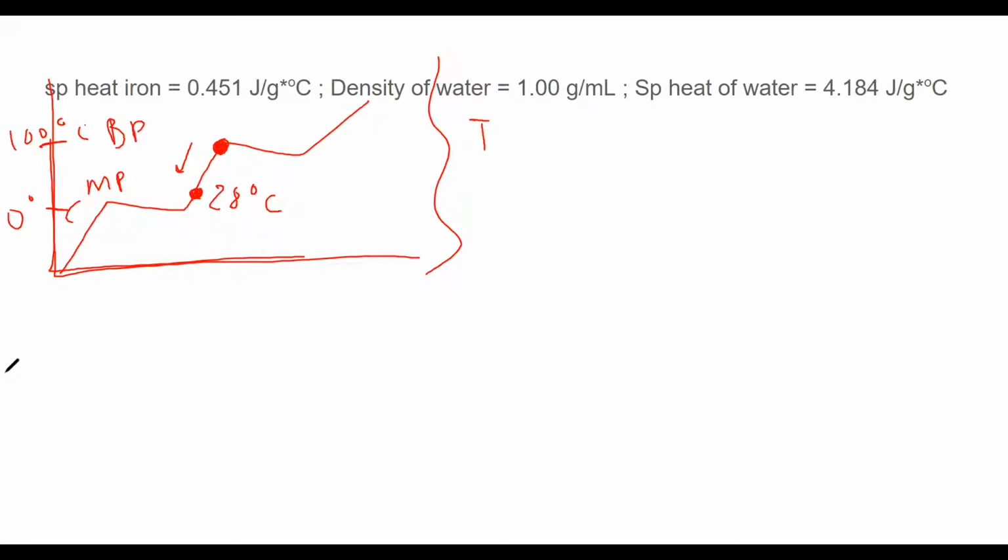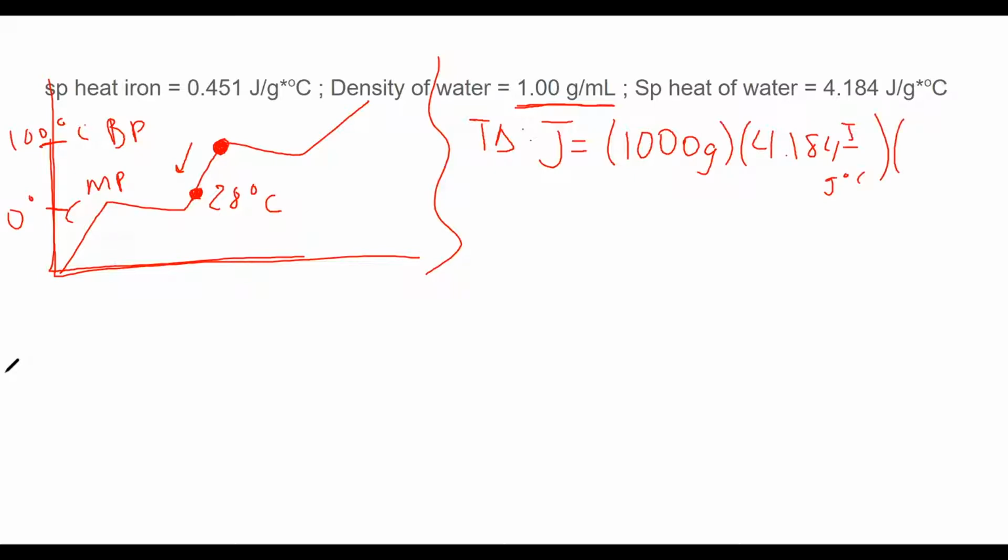So let's do our temperature change formula. Joules is equal to grams of water. It was 1 liter of water, but we know that water's density means 1,000 grams per liter. So we have 1,000 grams of water times specific heat of water, which is 4.184 joules per gram degrees Celsius, times temperature change of water. It's always going to be final minus initial, so T final minus T initial. It's going to be 28 minus 100 degrees C.